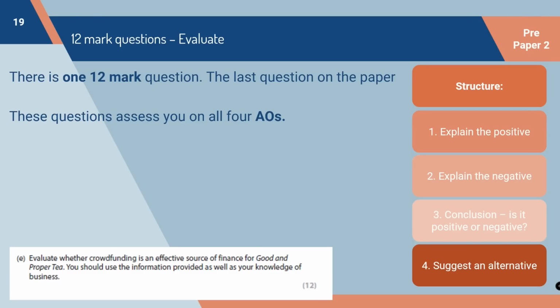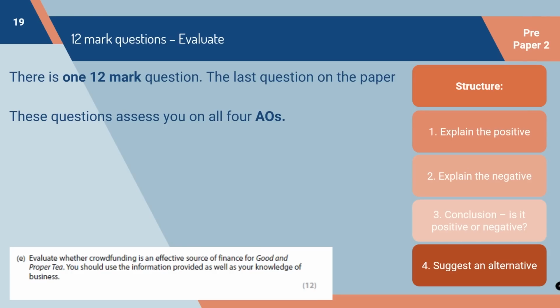So, evaluate whether crowdfunding is an effective source of finance for Good and Proper Tea. You would say, yes, it is an effective source of finance. You talk about the benefits, the positives of crowdfunding. You talk about the negatives of crowdfunding in your negative section. And then in your conclusion, you would say, I think it's positive or negative, whichever. And then you can, at that point, suggest an alternative.